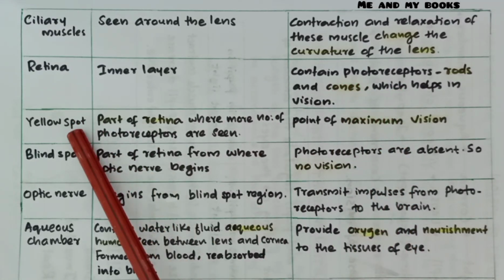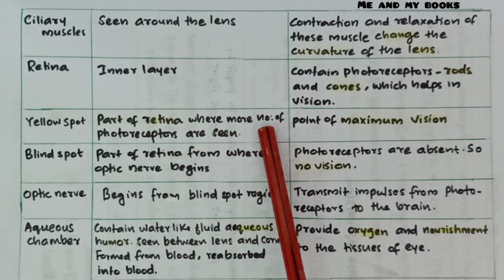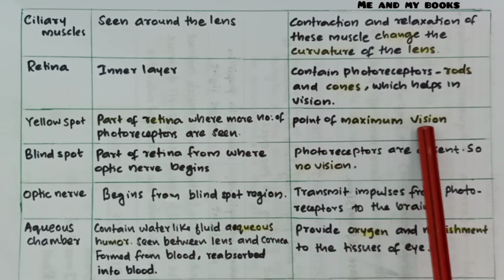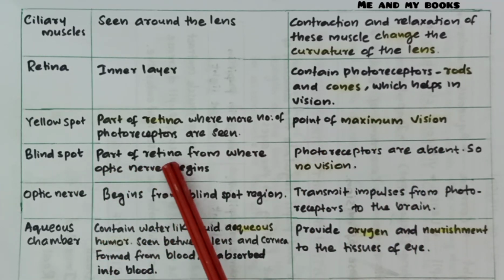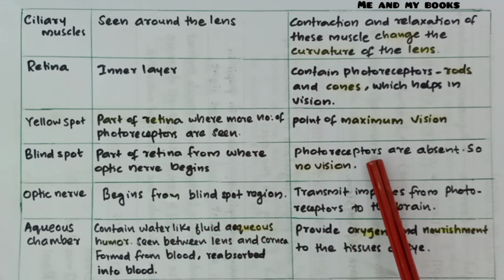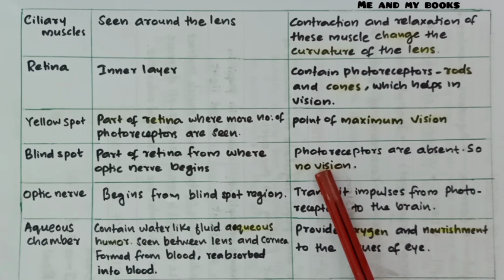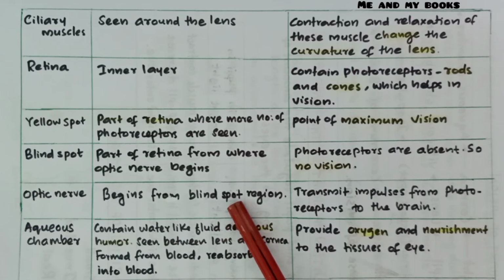And next one, yellow spot, part of retina where more number of photoreceptors are seen. So that is the point of maximum vision, maximum clearer vision. And next one, blind spot, part of retina from where optic nerve begins. Photoreceptors are actually not seen here, so there is no vision. Optic nerve, this is the nerve that is arising from blind spot area, transmit impulses from photoreceptors to the brain.